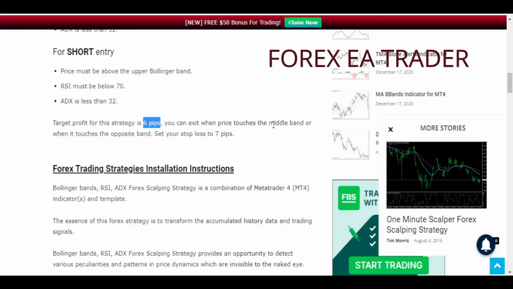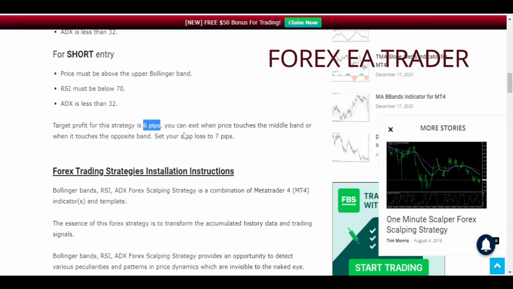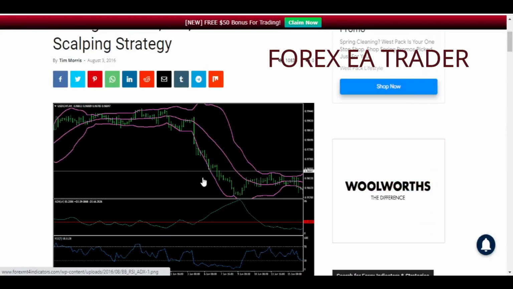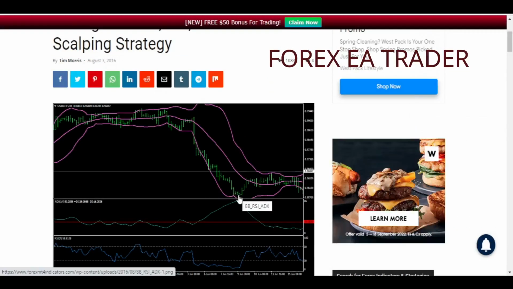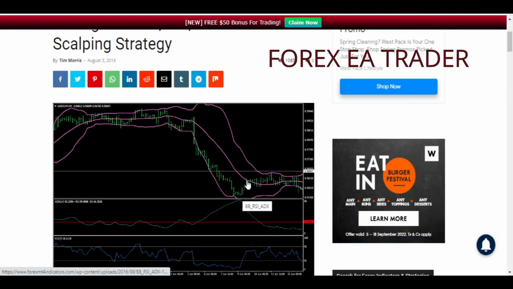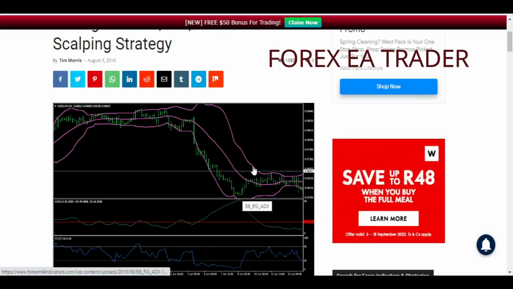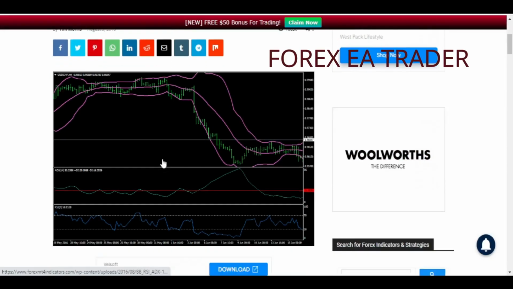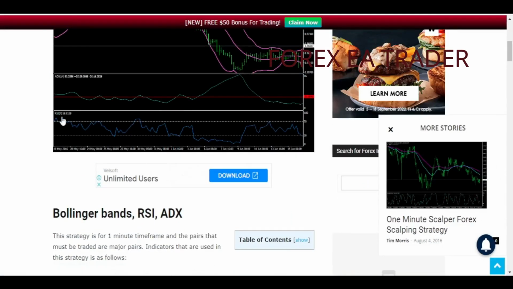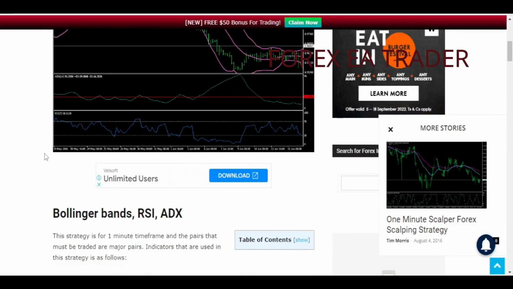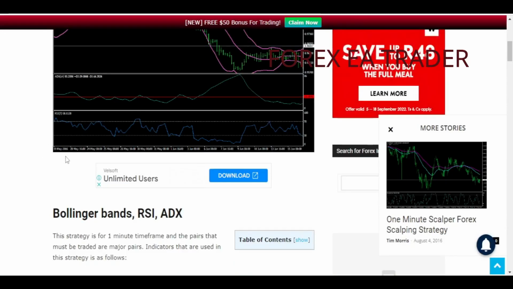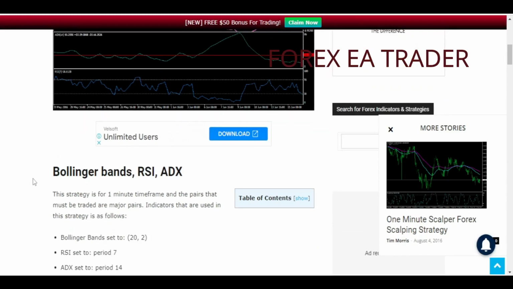You can exit when price touches the middle band. I'm not going to set this as such. It's an option, or when it touches the opposite band. So besides using the TP of 6 pips, you can also exit when price comes to the middle band or comes to the upper band. It's going to involve a lot of blocks on our part, so I'm not going to bother with that, because we want to create this robot for free.